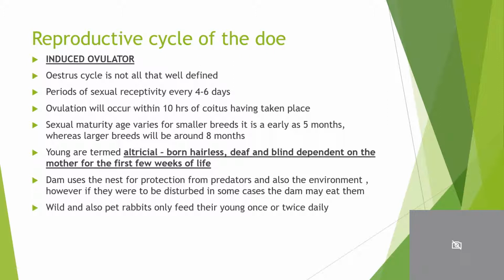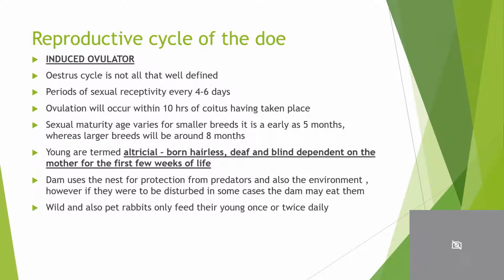The reproductive cycle of the doe. They are an induced ovulator. Their oestrous cycle is not all that well defined, and they have periods of sexual receptivity every 4 to 6 days. Ovulation will occur within 12 hours of coitus or mating having taken place, and the sexual maturity for a rabbit actually varies depending on their breed.